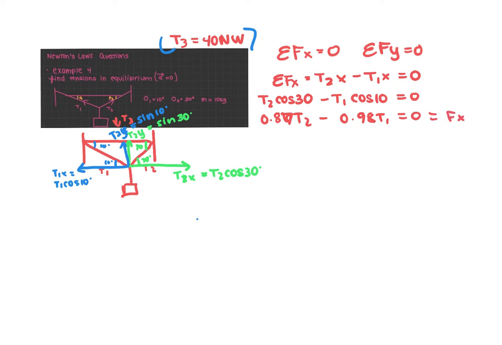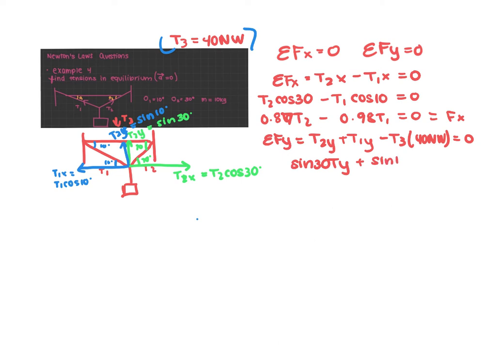Now, we can do the same thing for the y. The sum of the forces of y is going to equal what's present in this example: T2y plus T1y minus the force going down, which is T3, which we know is 40 newtons, and that equals 0. So we know that T2y is sine of 30 T2 plus sine of 10 T1 minus 40 newtons.